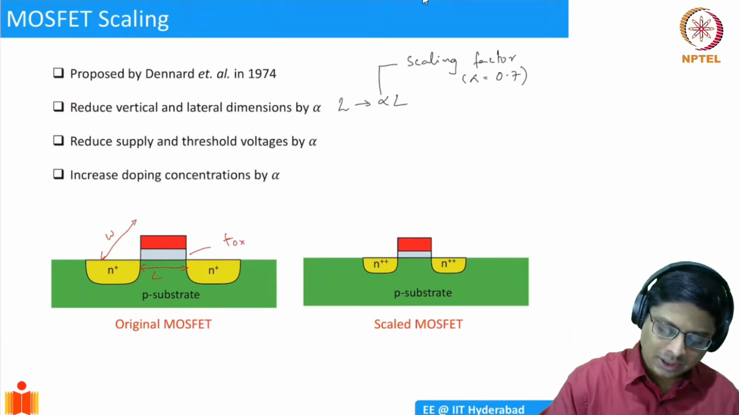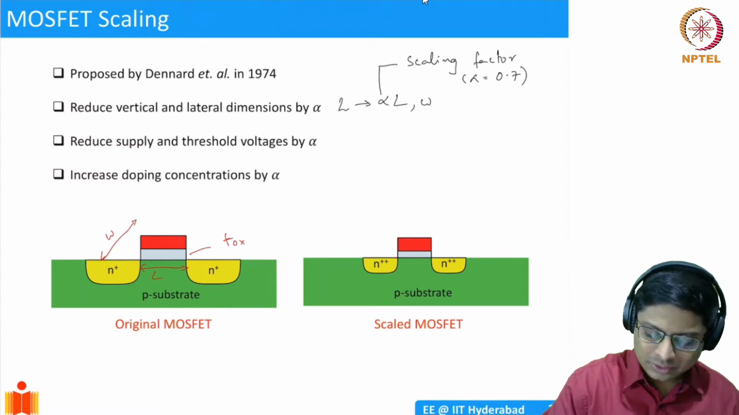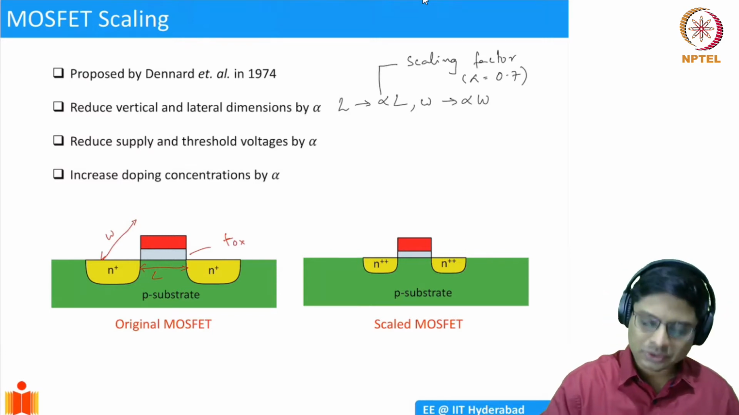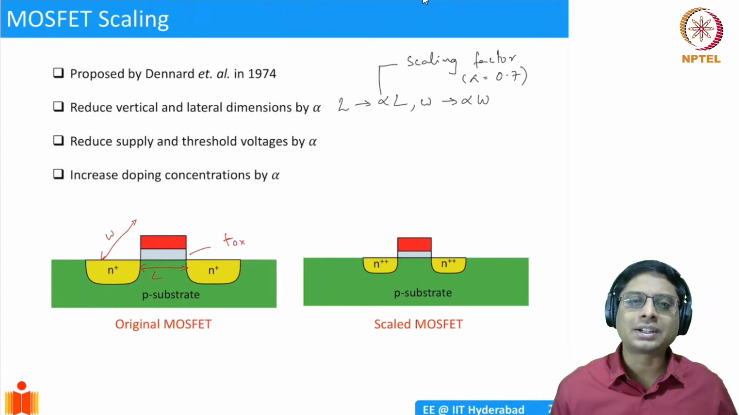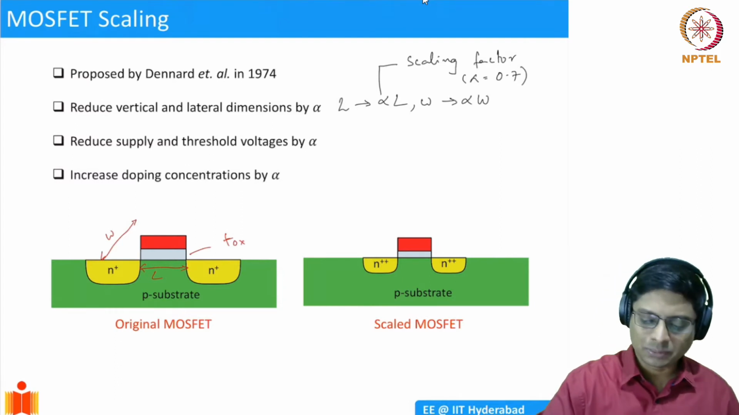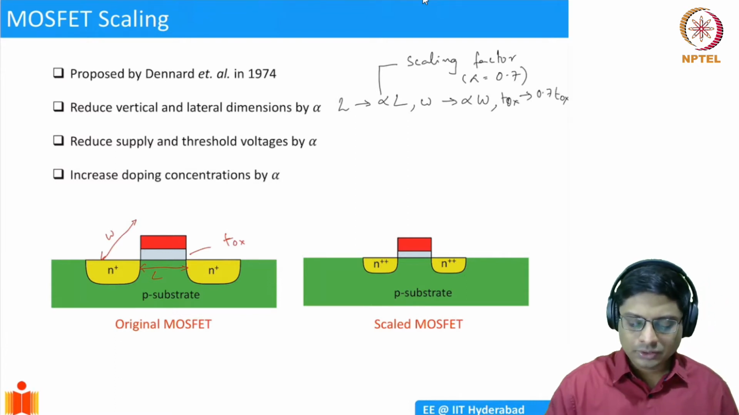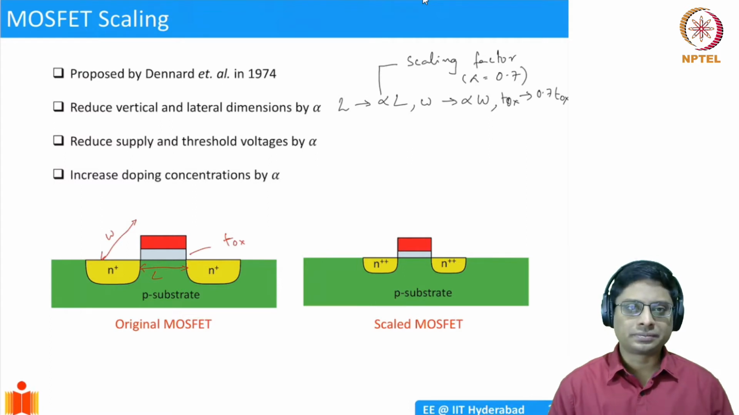Similarly, I would also reduce width by the same scaling factor, and also the thickness and so on. So all the lateral and the vertical dimensions, for example, Tox is a vertical dimension. So I'll make Tox as 0.7 times Tox. So I'll do this sort of a scaling.